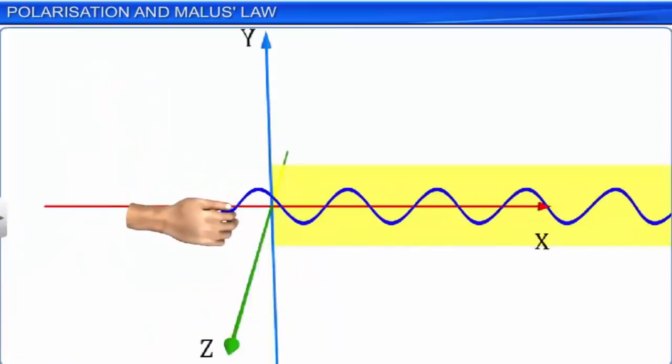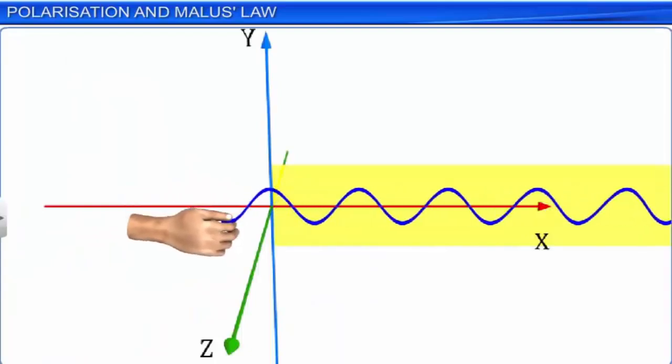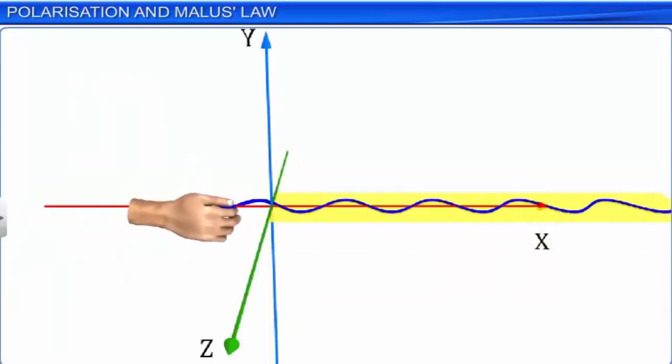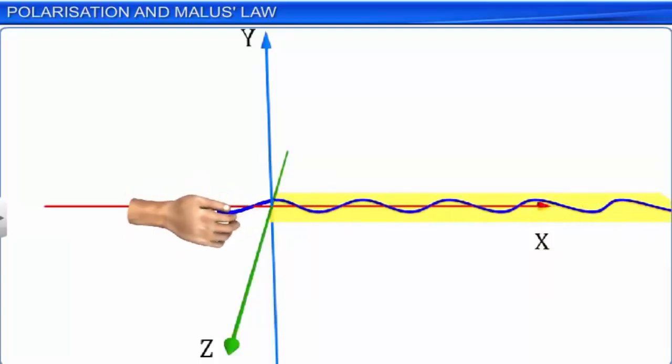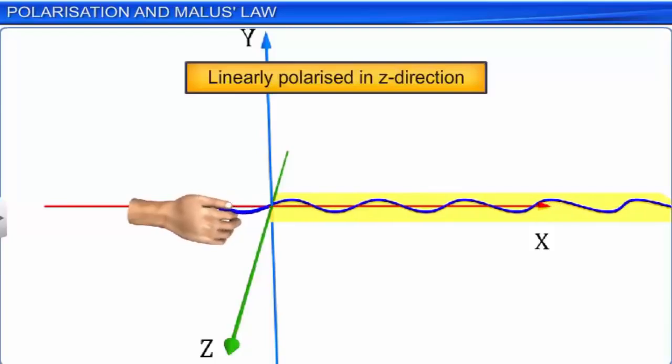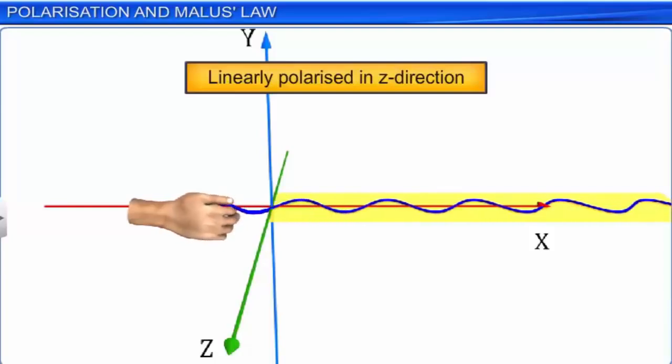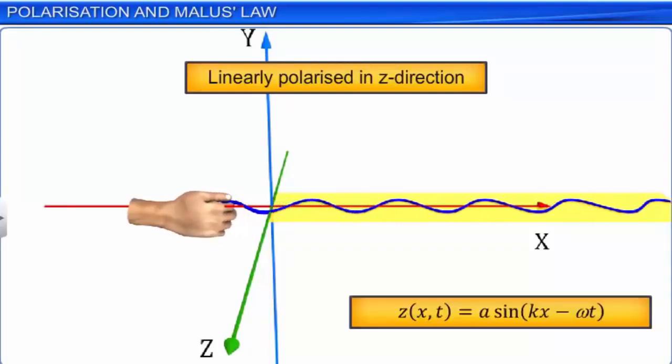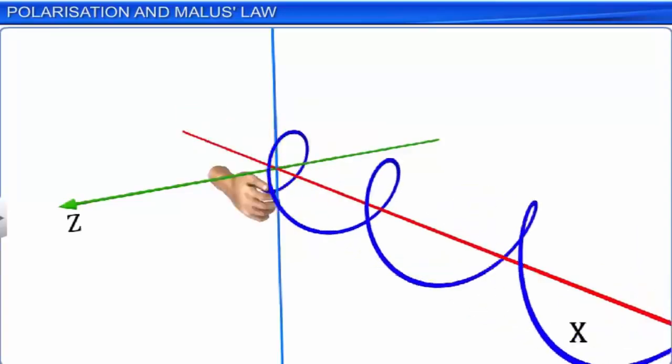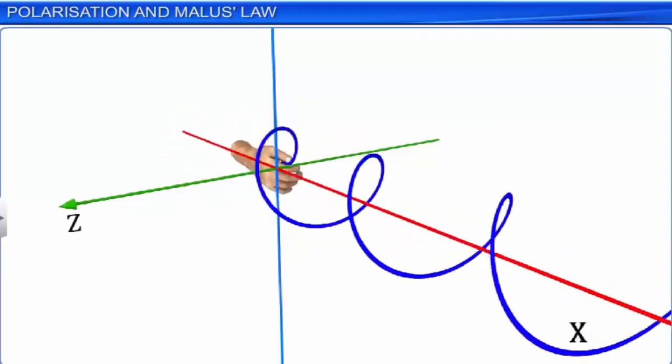Instead of moving the free end of the string up and down along the y-axis, if we vibrate it along the z-axis, then the displacement of any given element of the string is along the z-axis. The wave so generated is a z-polarized wave and is mathematically represented by z(x,t) = a sin(kx - omega t). If the vibrations of the string are not confined to a given plane, then the wave is an unpolarized wave.